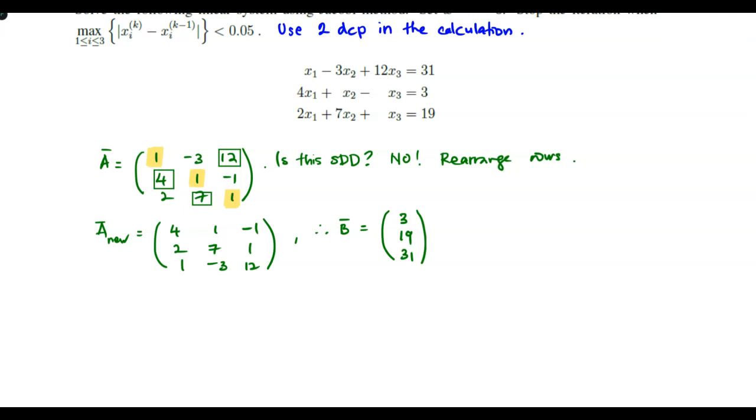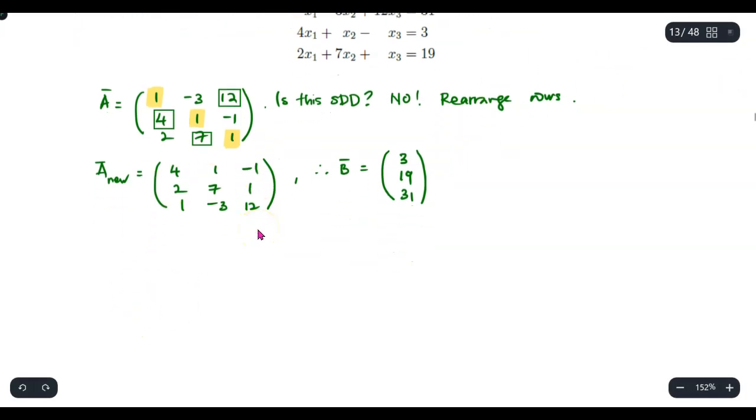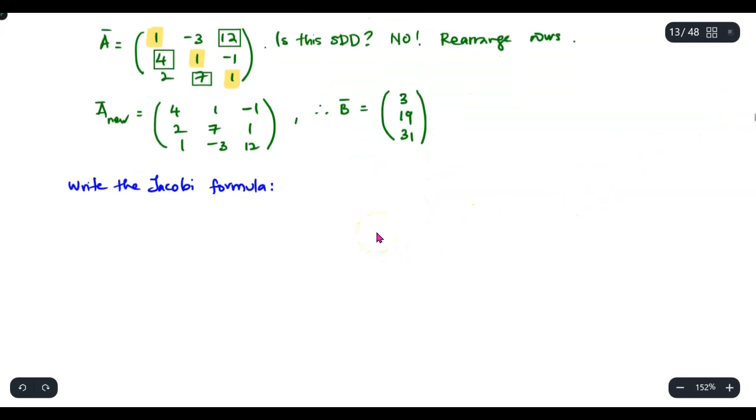So next in the Jacobi, once we have confirmed that we have an SDD matrix, next we want to write the formula. Write the Jacobi formula specific for this system that we have in the problem here. We can see at the first row, we have AX equals B at the right side here.